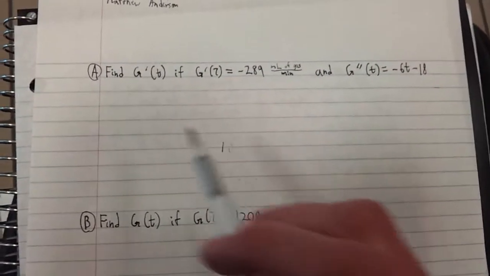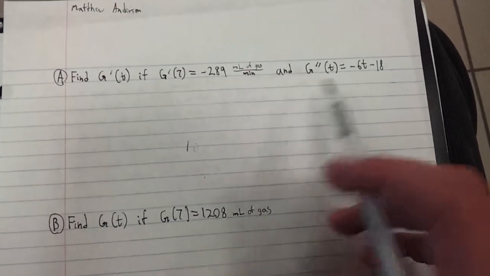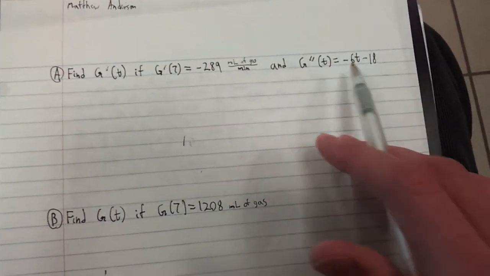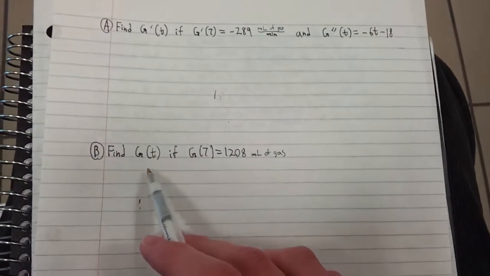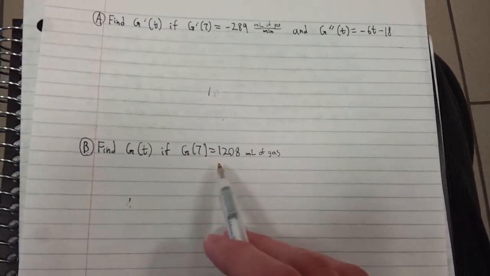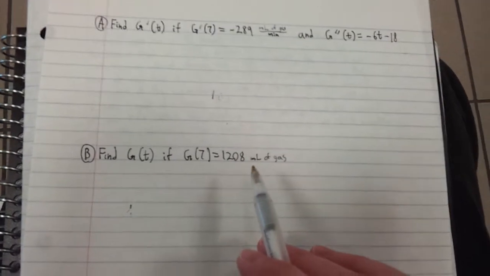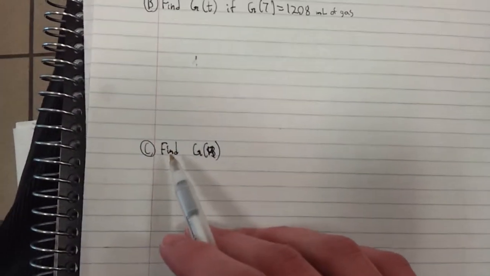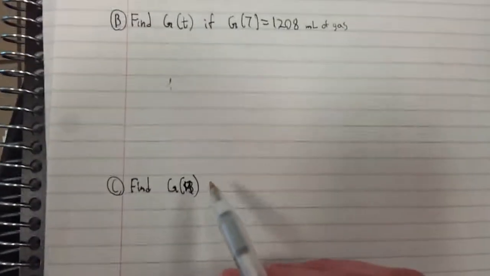So I went ahead and wrote this out into several parts because this is very complicated. First, find the first derivative with that initial condition, and we know that the second derivative is negative 6t minus 18. Then after that, find the original equation with the initial condition of g of 7 equals 1,208 milliliters of gas. Then the last step is to find the actual amount of gasoline left at 9 minutes. Alright, so let's get started.